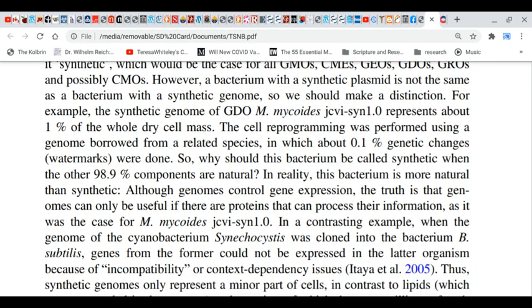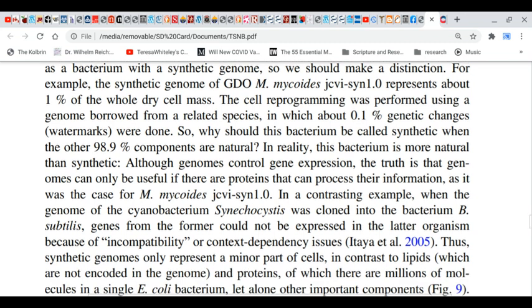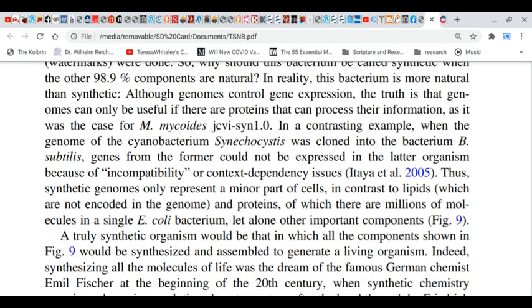Although genomes control gene expression, the truth is that genomes can be useful only if there are proteins that can process their information, as was the case for M. mycoides JCVI-SYN1. In a contrasting example, when the genome of a cyanobacterium, Synechocystis, was cloned into the bacterium B. subtilis, genes from the former could not be expressed in the latter organism because of incompatibility or context dependency issues.